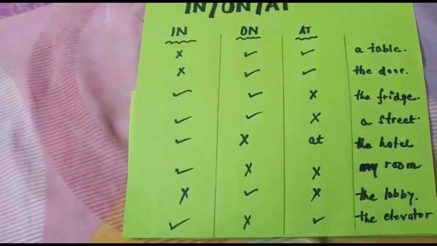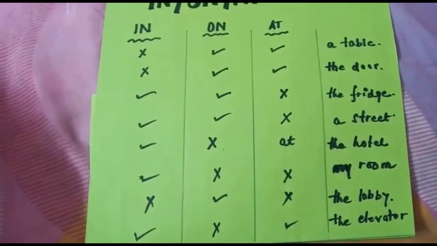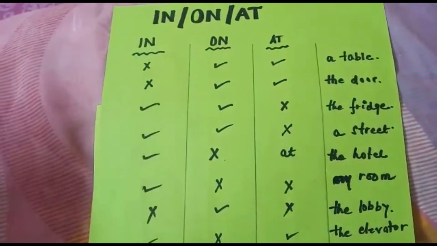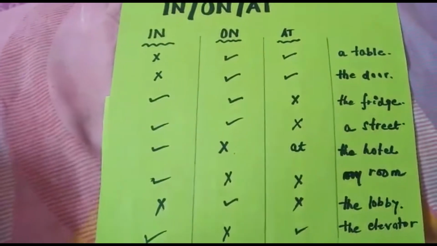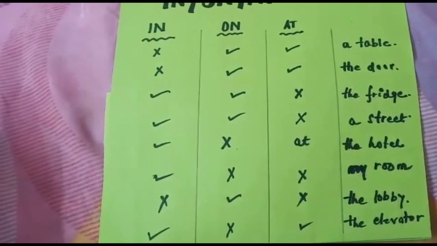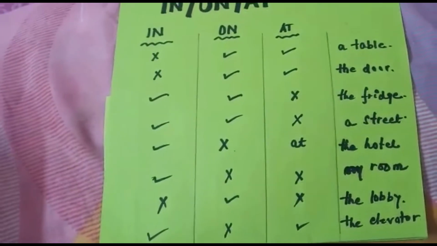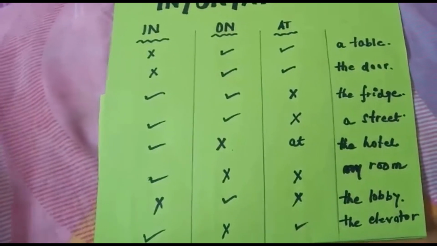Now, suppose Ram and Shyam. Ram has called up Shyam and is asking, "Where are you, Shyam?" So Shyam says, "I'm in the hotel." Why? Because at that time both of them are in that hotel. Shyam knows that Ram is also in the same hotel, so he says, "I'm in the hotel." That time we can use in the hotel.